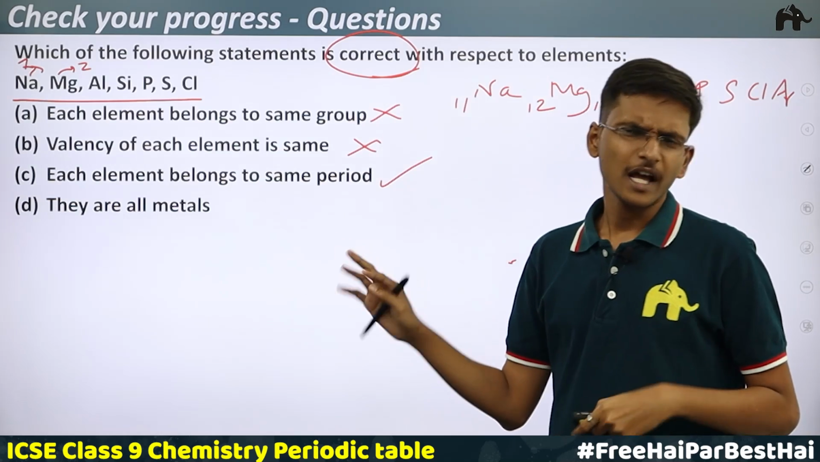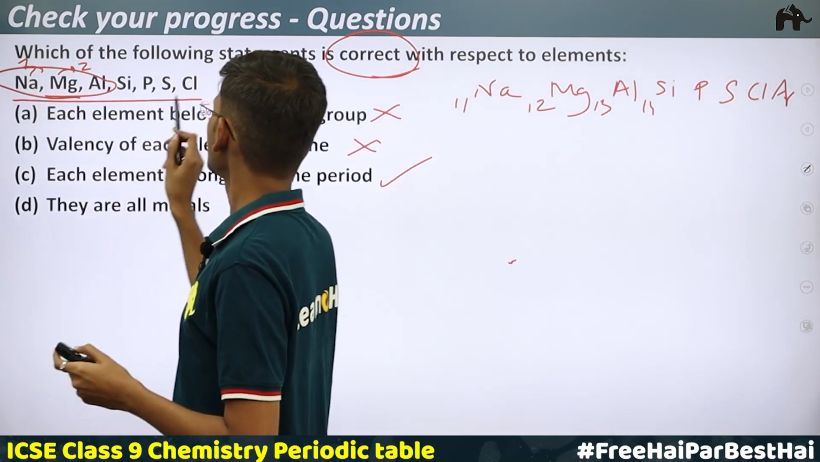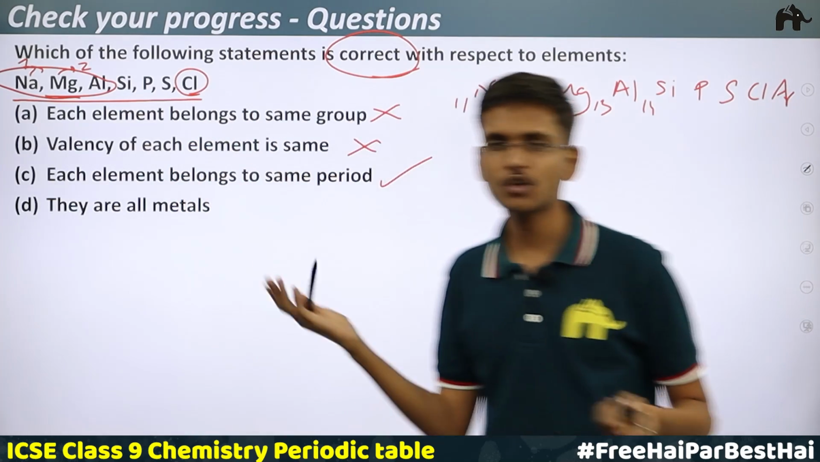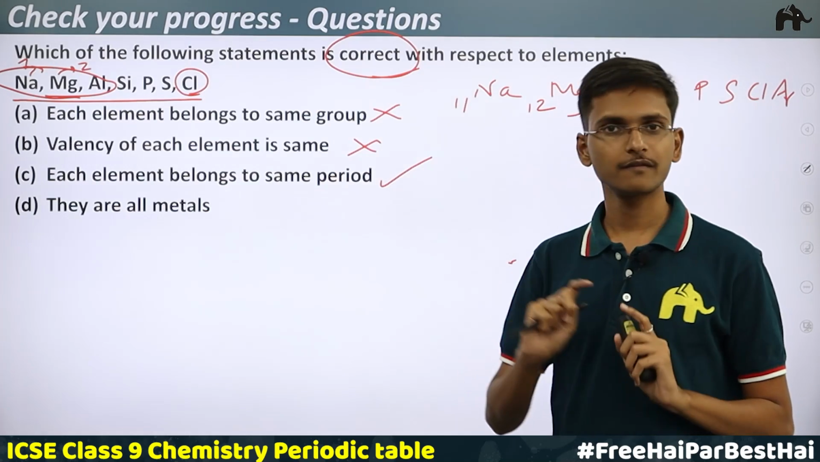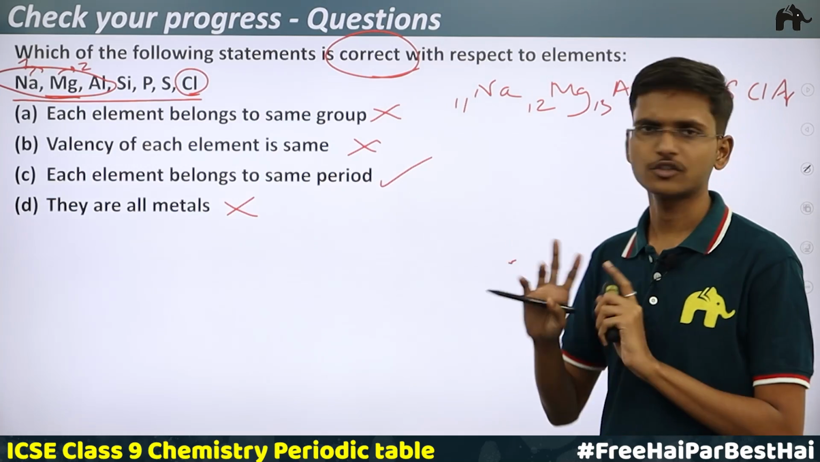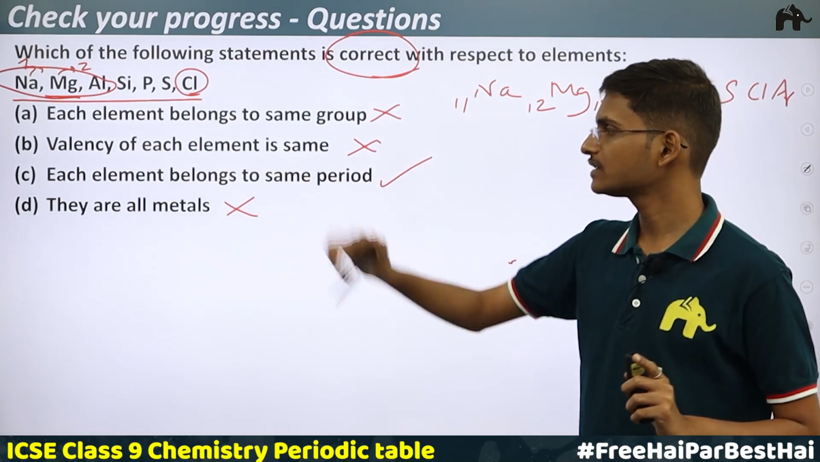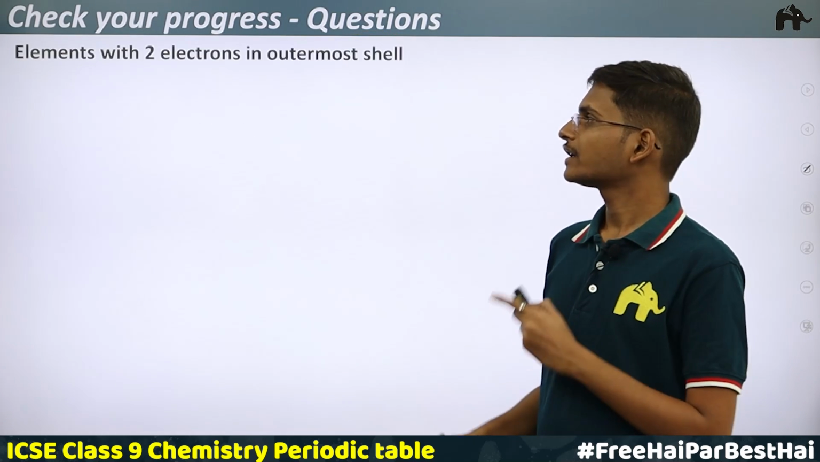They are all metals. Absolutely wrong, because sodium, magnesium, aluminum are metals. But chlorine, we have just now seen, halogens are non-metals. So they are not all metals. So this is also not correct. So the correct statement is this one, C. Okay, fine. Let's move ahead.